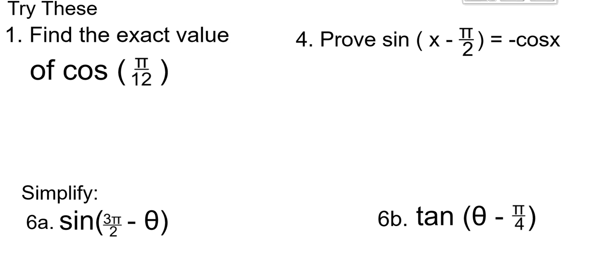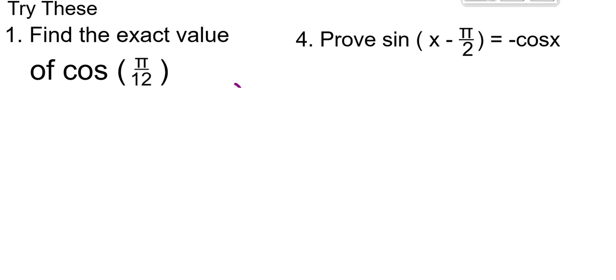And I think I put them on the YOLA site as a blank PDF also, just to give you more room. So here it is. Find the exact value of cosine of pi over 12, like number 1. And I numbered them as they are found in the examples. Then prove that sine of (x minus pi over 2) is equal to negative cosine x. And then simplify sine of (3 pi over 2 minus theta), and the tangent of (theta minus pi over 4). So pause this, try those, and then I will go through them.